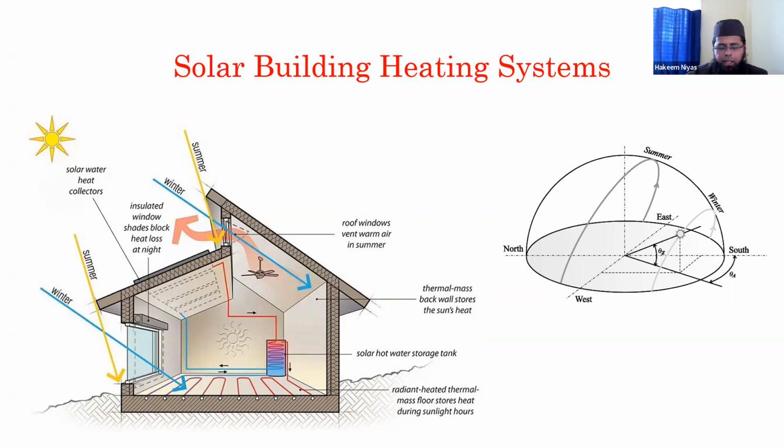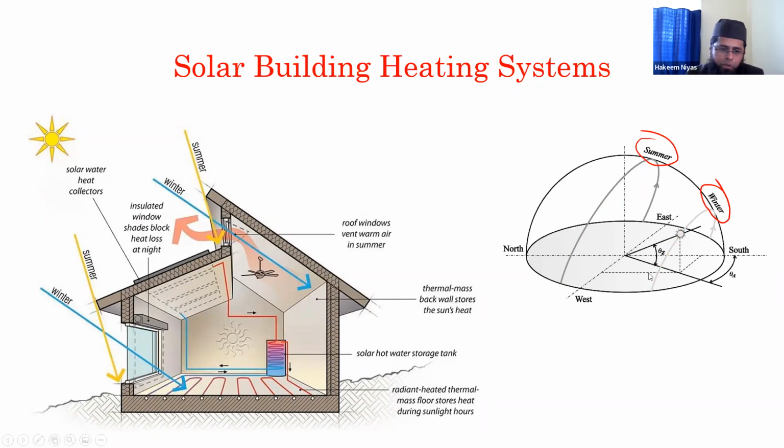So how can we utilize solar heat in buildings? The picture shown is a solar house. Before that, we are all aware that the sun rises in the east and sets in the west. But across the seasons, the sun takes a different path. In the summer it takes a path closer to the zenith, which is why we have a lengthier day, and in the winter it rises far from the zenith, so the day is shorter.